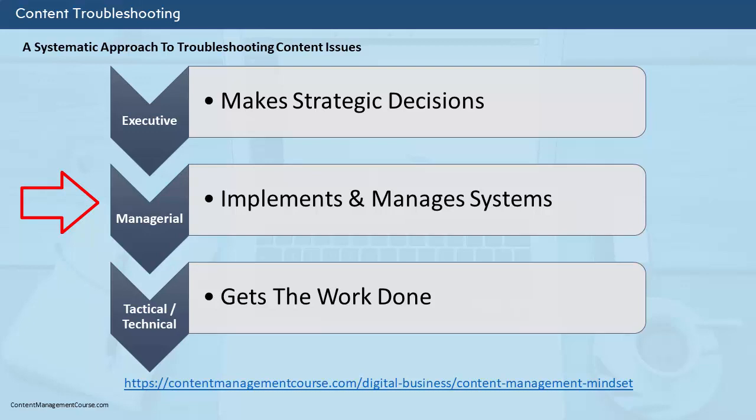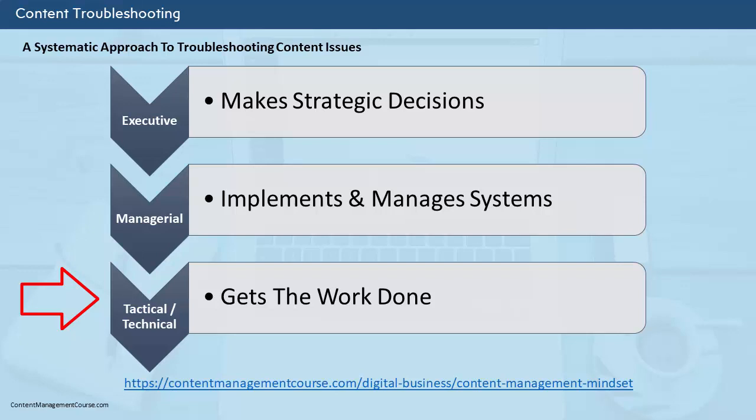Now, many people think that the managerial level is about managing people, but that's the wrong approach. Managerial level decisions should be about implementing and managing the systems that the business will use to achieve its strategic goals and objectives. So it's about managing systems, not people. And the tactical or technical level is where people do the actual work that will help the business realize its vision and achieve its goals and objectives.